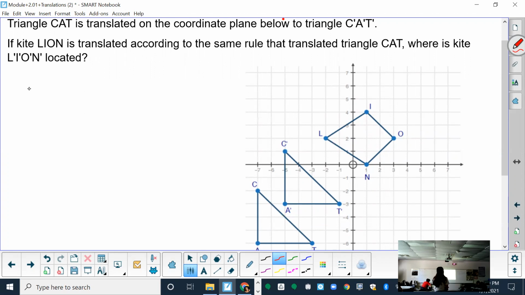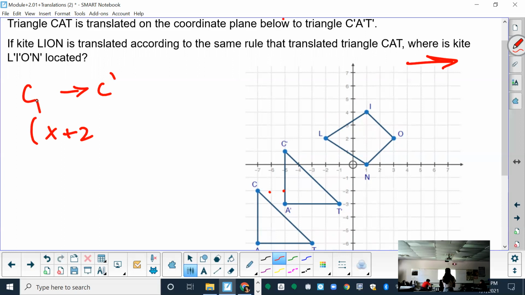So going from C to C prime, how much did you move to the right? 1, 2, good. And would that be your X value that's changing or your Y value that's changing? All right, X plus 2. And it's going in a positive direction. The numbers get bigger when you go to the right. So that's why it's X plus 2 for the rule.